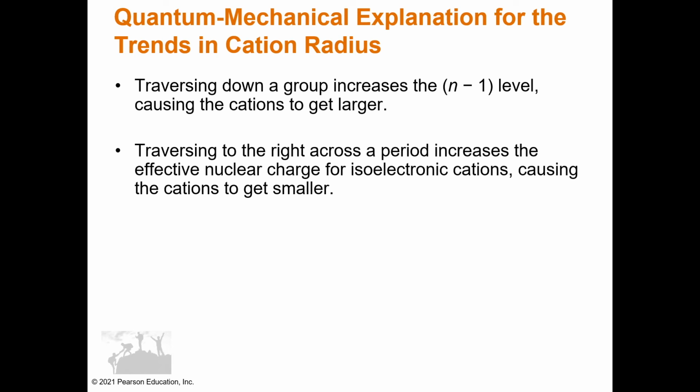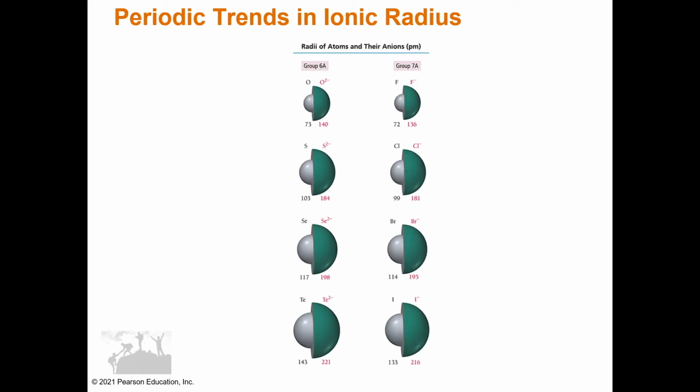We know the radius would increase as we move down a column because the n value would increase. And moving from left to right, the radius would decrease because the effective nuclear charge would increase moving from left to right. Looking at anions now, we see that they are larger compared to their neutral atoms. Also moving from left to right, we could see that the radius is decreasing. And going from top to bottom along a column, the radius is increasing, just like for atomic radius.